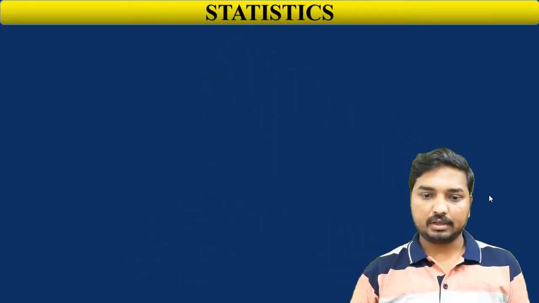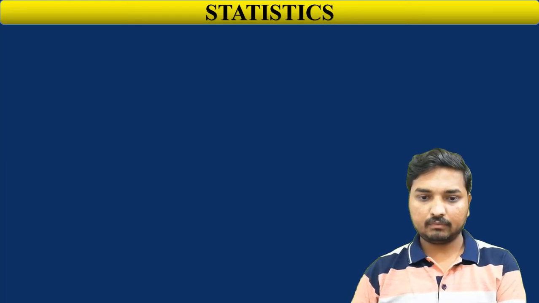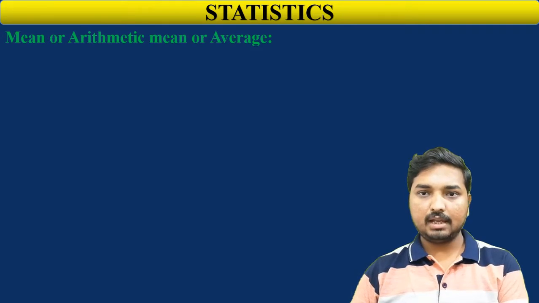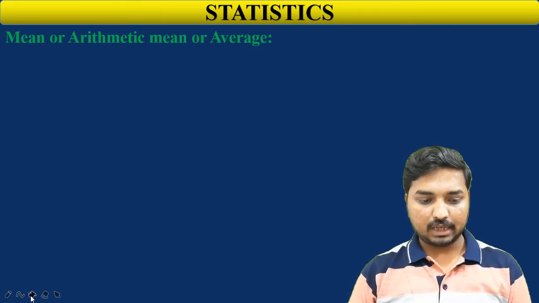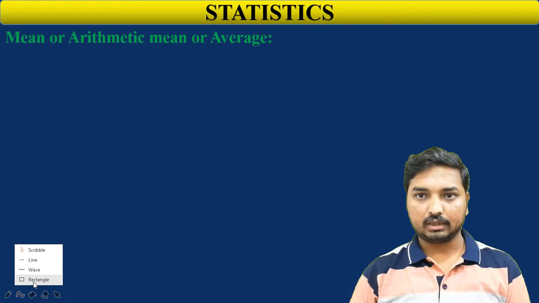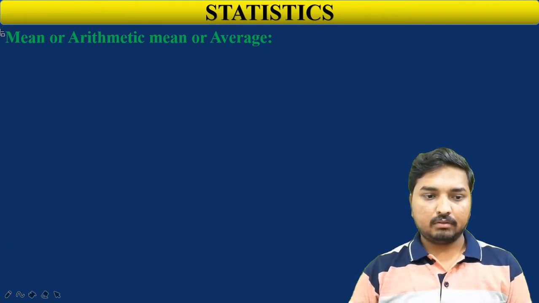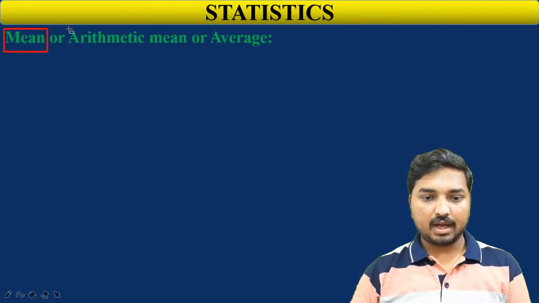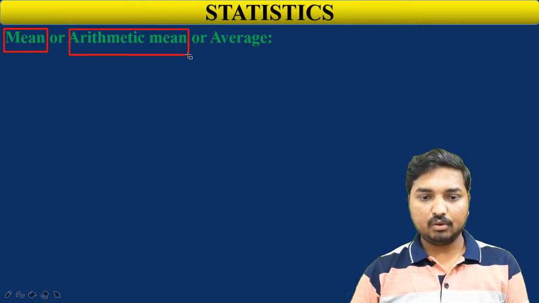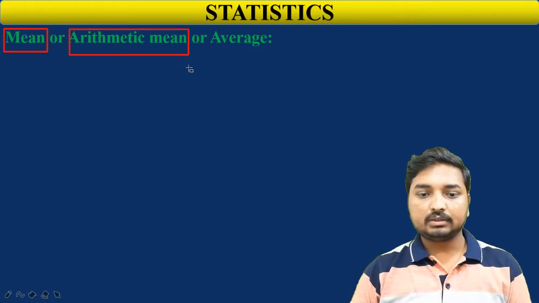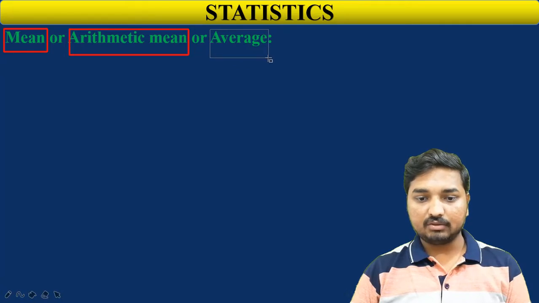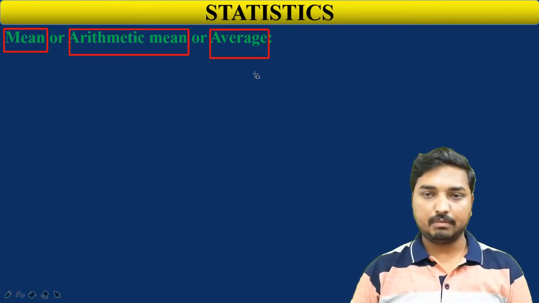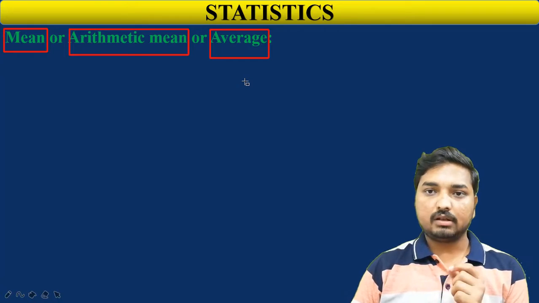Okay, so now look at here. Try to understand one important terminology. Mean is also called arithmetic mean. Arithmetic mean or mean, both are one and the same. And one more term is there. If there is a term average, it is also nothing but the mean. Remember these three words. These are the alternative words.